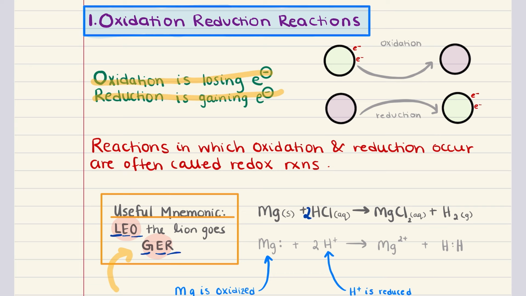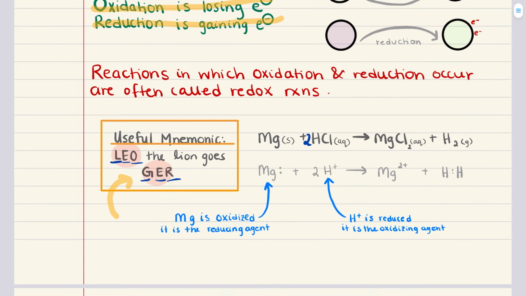Now, in every redox reaction, there are substances known as oxidizing agents and reducing agents. The oxidizing agent is the substance that causes another substance to lose electrons and be oxidized. In doing so, the oxidizing agent itself is reduced as it gains those electrons. On the other hand, the reducing agent is the substance that causes another to gain electrons and be reduced. And so the reducing agent itself is oxidized as it loses electrons.